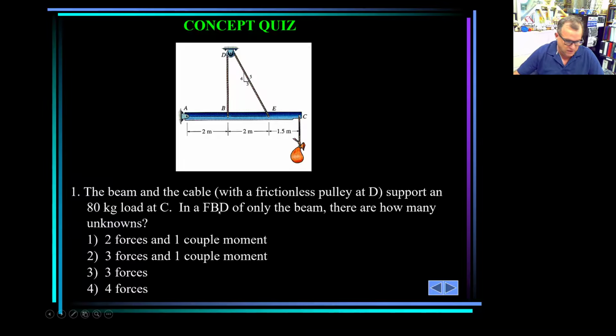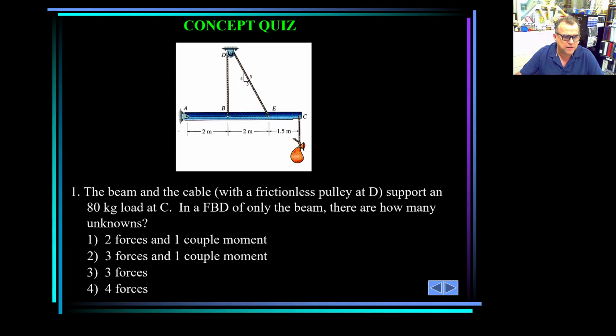First is defining something. It says the beam and the cable with the frictionless pulley at D support an 80 kilogram load at C. In a free body diagram of only the beam, how many unknowns are there of only the beam? That is important. Only the beam. Free body diagram of only the beam.